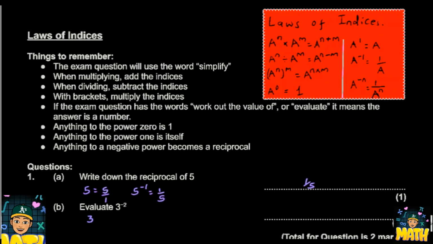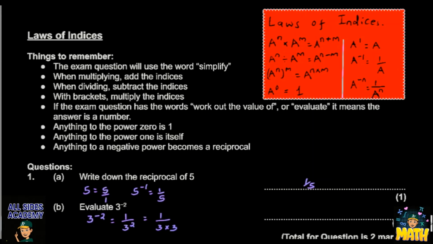Evaluate 3 to power negative 2. The negative is always giving you a reciprocal. So that is 1 over 3 squared. 3 squared is 3 times 3, which is 9. So 1 over 9 is our answer for that question.